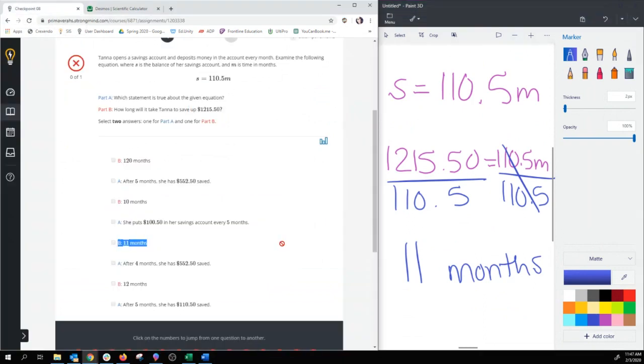So Chelsea, you did this differently, which also works. Since you are given the answer choices here, I have 10, 11, 12, and then 120 months. I know that every month, Tana saves $110.50, right? So I can take these answer choices and multiply them by this to see if I get this 1,215.50.